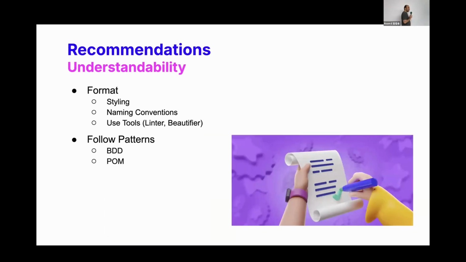And finally, some recommendations to improve the understandability. What can we do? We can apply some formatting like styling, naming conventions. We can use some static code analysis tools like linters, beautifiers. And of course, we can follow some patterns like behavior-driven development or page object model.